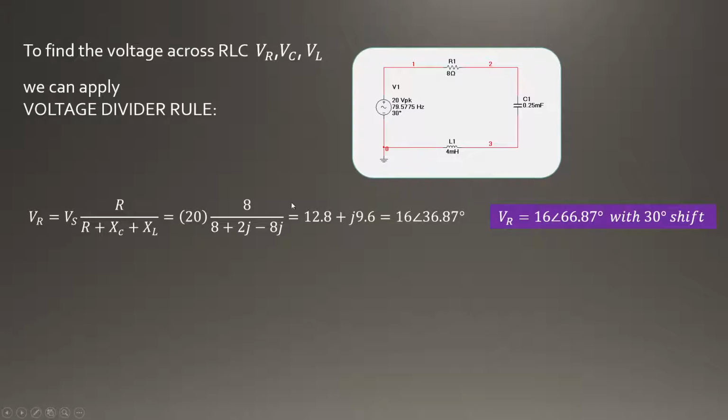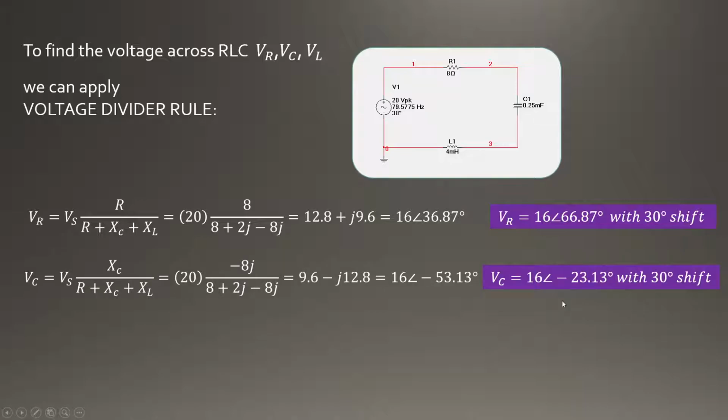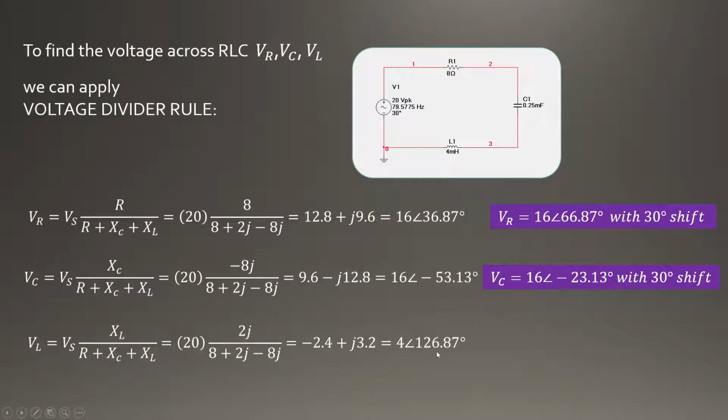We can apply the same formula to find the voltage across the capacitor, and the final value will become 16 with a phase shift of minus 23.13 degrees. So you can easily see the phase shift between these. For the inductor, we again use the same voltage divider formula, and the answer will become this. I just made a mistake here: it's not Vc, it's Vl.